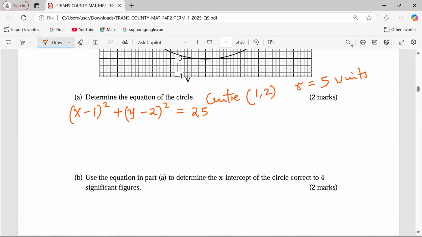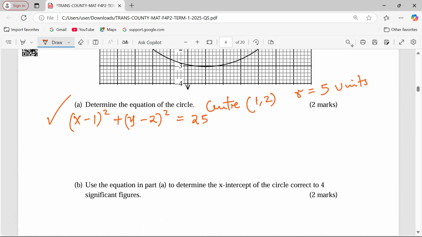Actually, this is already an equation of the circle. The format has not been spelled out. And because the format has not been stated, a student at this point already has the equation in the general format. But the equation can be simplified, expanded, and modified into different formats. Like when we expand this, we shall get x squared minus 2x plus 1. Then on the y side, y squared minus 4y plus 4 equals 25.